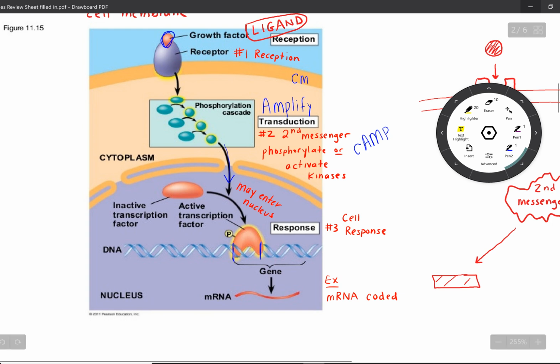making mRNA, which will then go out to the ribosomes, which could then go on to form a protein or a hormone or an enzyme. Any number of things could happen. And that is the third part, known as cellular response.